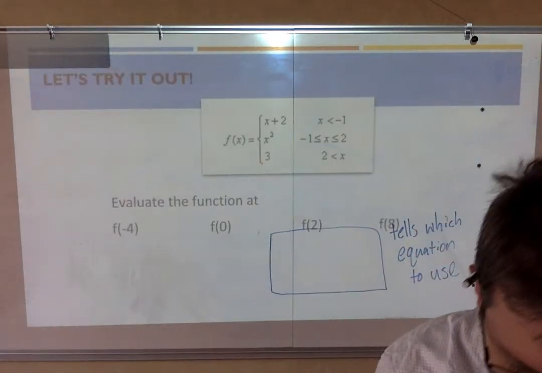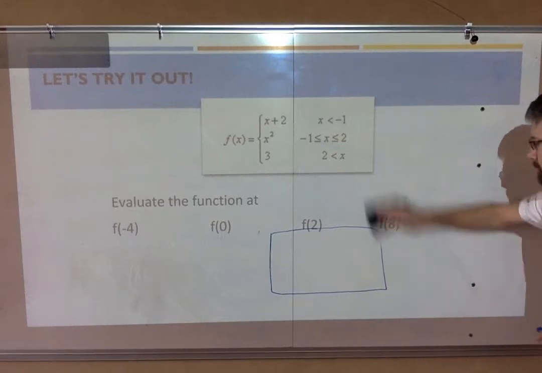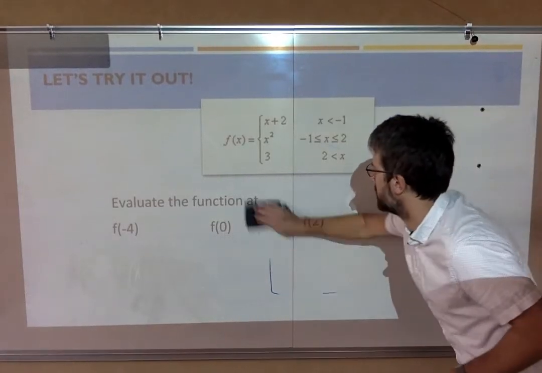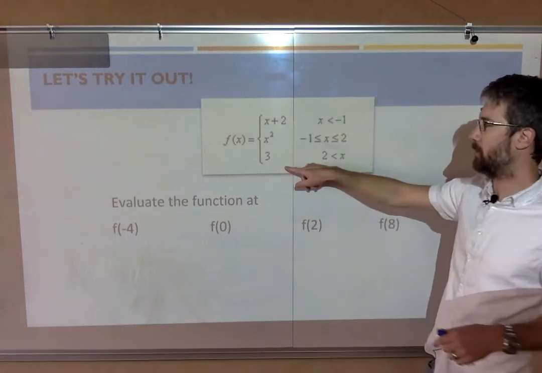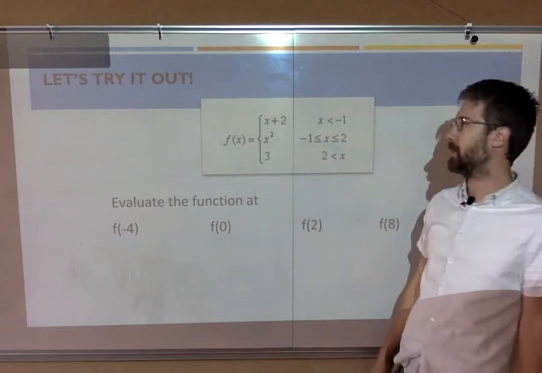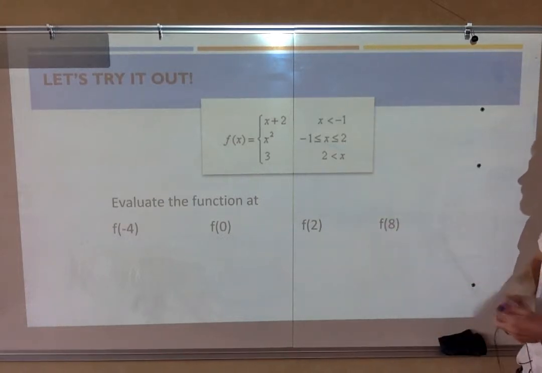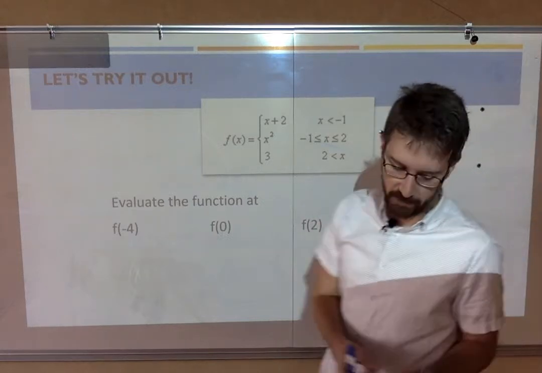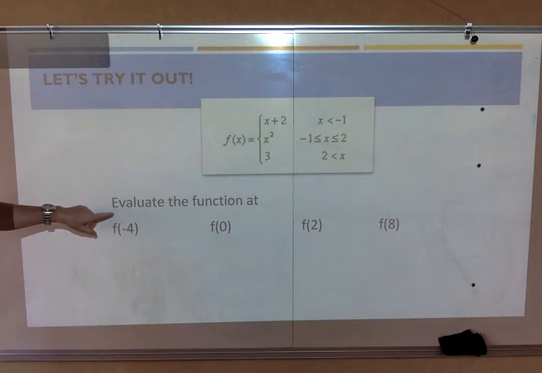All right, so let's take a look at the example. Oftentimes these are split up into 3, just because 3 is more complicated than 2, but not as complicated as 4. So it's kind of a nice middle, the Goldilocks zone of piecewise functions. Okay, so we want to evaluate the function at these 4 values.